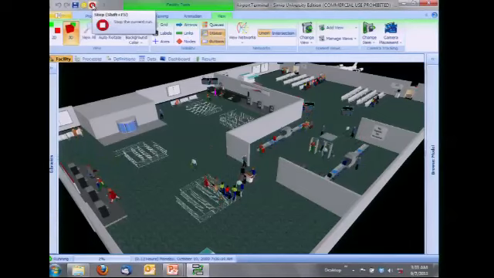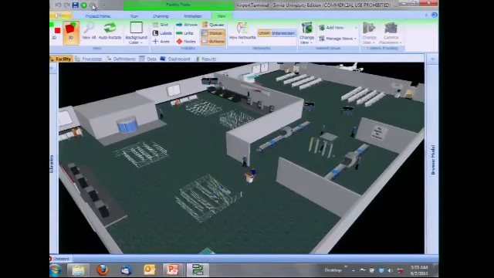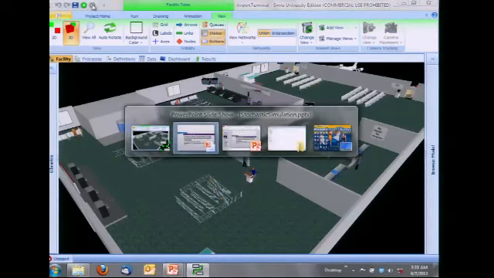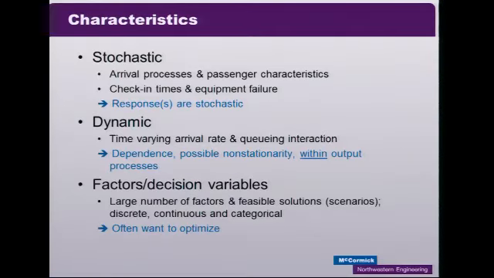Now, the animation is just a convenient way to sell the results. We're, of course, actually interested in estimating various sorts of parameters. So the characteristics of the kinds of systems that people are going to talk about over the next day and a half are stochastic. As I said, in this example, the arrival processes, the passenger characteristics, the check-in times, equipment failure, all not totally predictable, and they'll be modeled by some sort of completely specified probability model. Values will be generated from those, what we would call input processes, to drive that dynamic simulation.